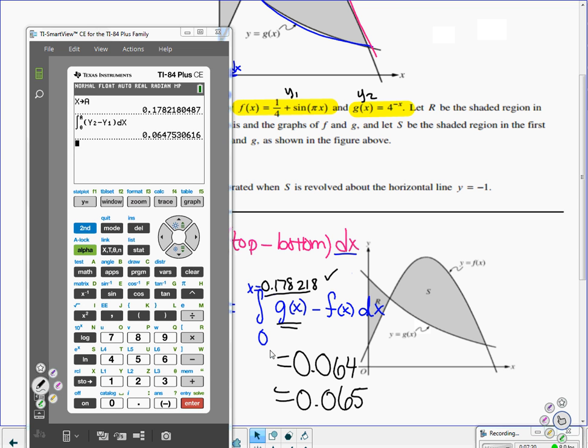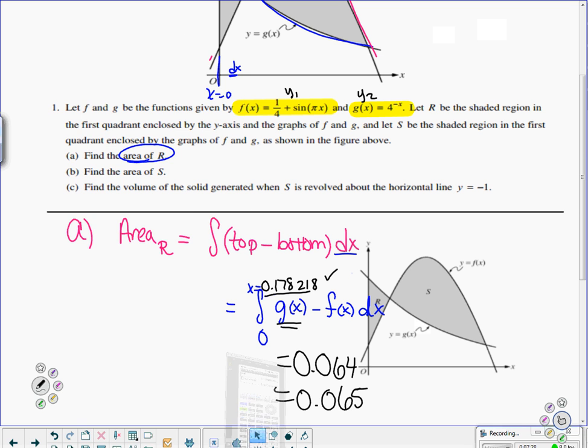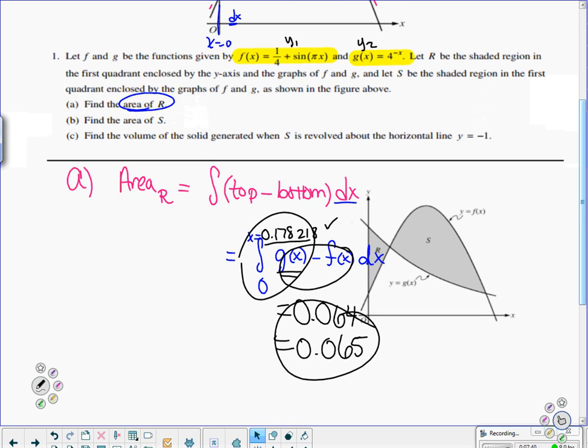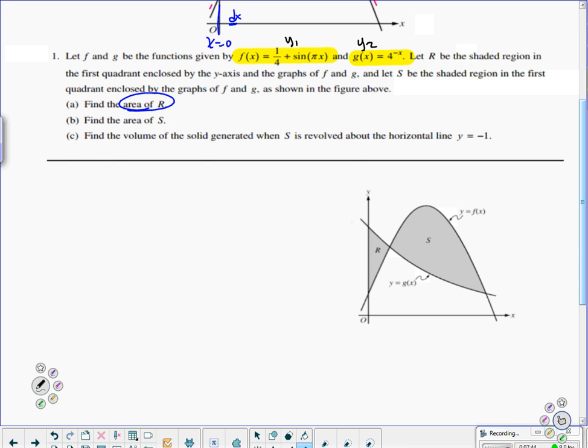Alrighty. Now that is the area for region R. This problem was worth 3 points. 1 for the limits, 1 for the integrand part, and then of course 1 for your answer. So that was 3 points, pretty easy. Let's go after region S.